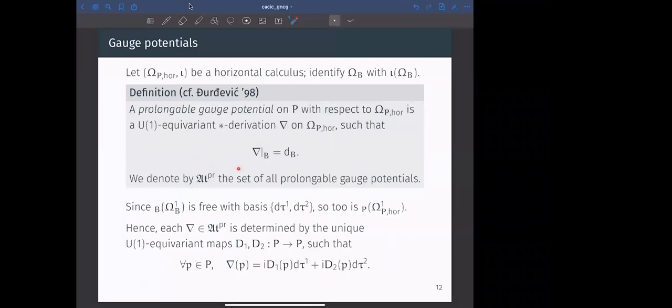There's a sort of moral story related to the Sato short exact sequence. And we'll denote by this the set of all prolongable gauge potentials. By the way, the adjective prolongable appears in various places. It's because I'm taking lots of shortcuts here. In the preprint, we take a very tedious approach of starting at the very bottom, looking at first order, then moving on to second order. So I'm cutting a long story short.